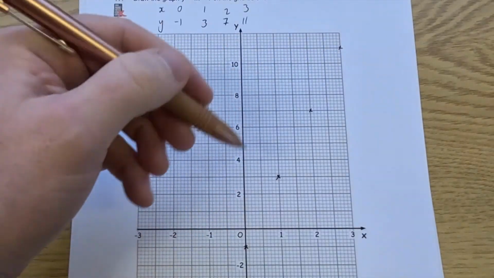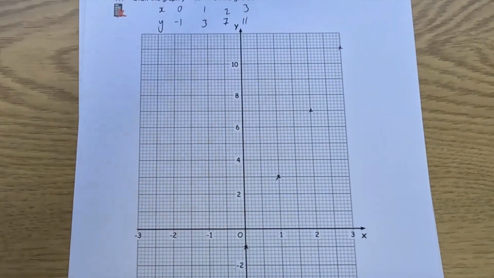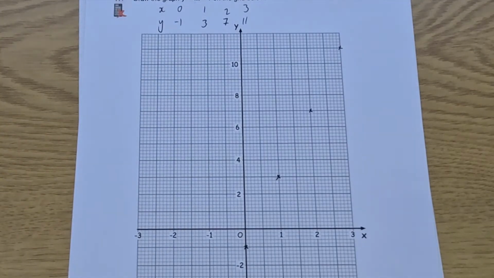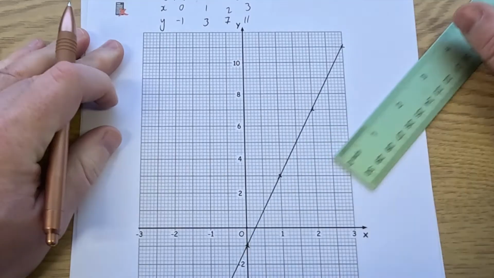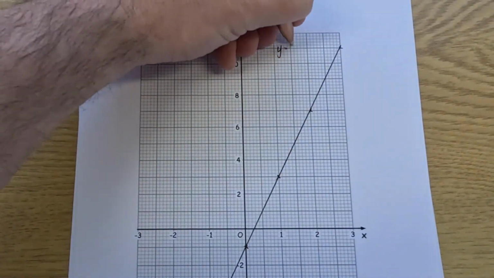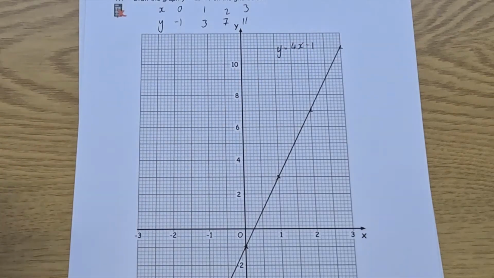So we've got these 4 points and they're in a nice straight line. So if we draw a nice line through those points, that'll be the graph of y equals 4x minus 1. So let's do that. And that's it. That's the graph of y equals 4x subtract 1. And we've drawn that on the grid.